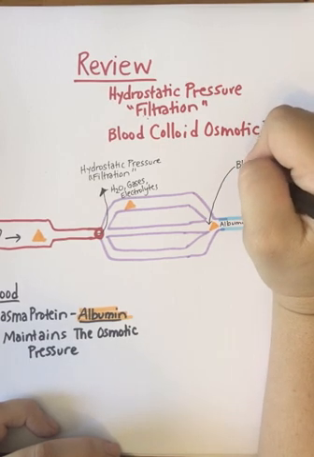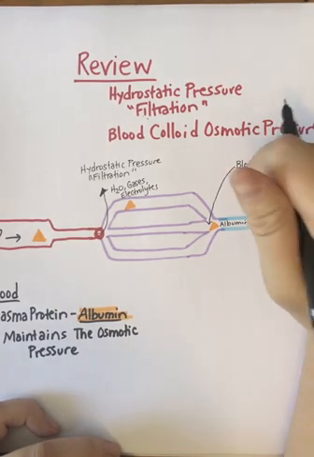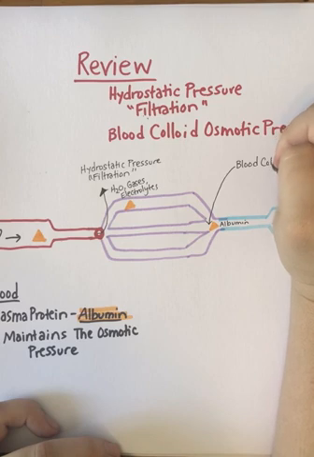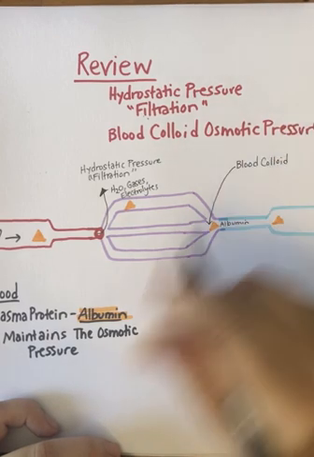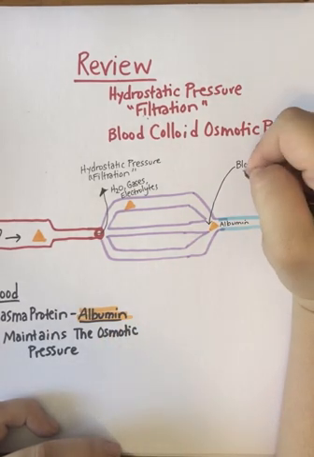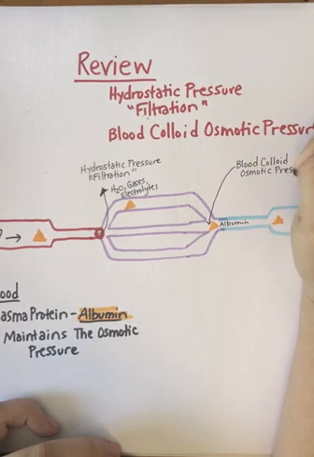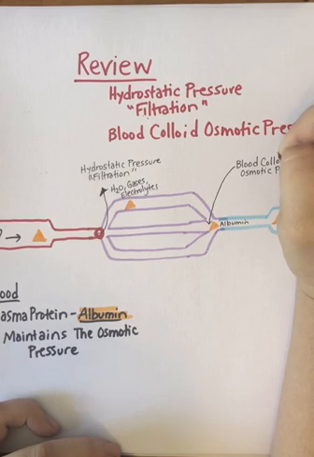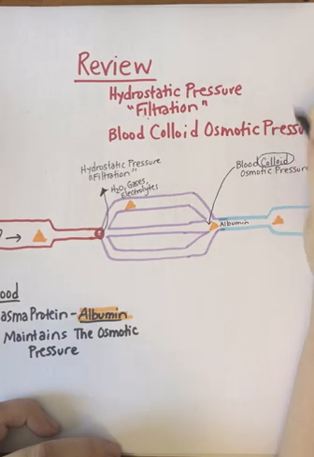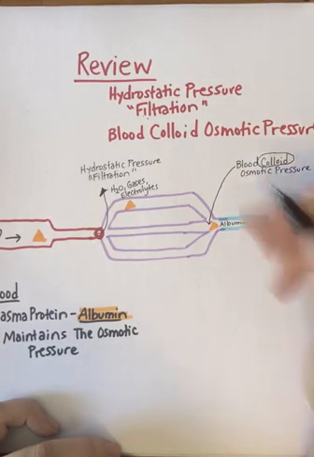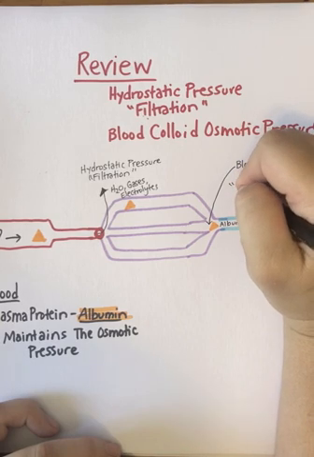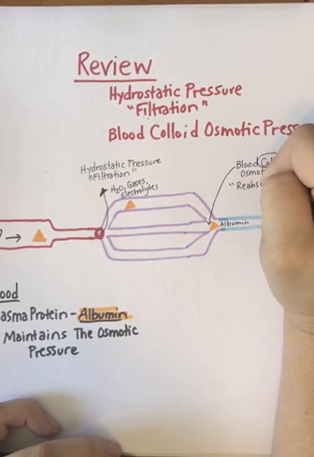So when you say blood, you're talking about the plasma protein. Colloid means it's a protein mixture. So the protein is albumin. Osmotic pressure. So the word colloid is referencing the proteins that are inside of the blood. Now, we can call this reabsorption.